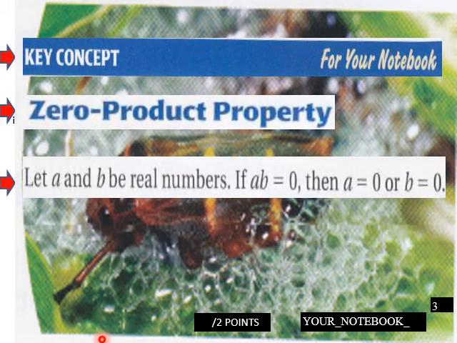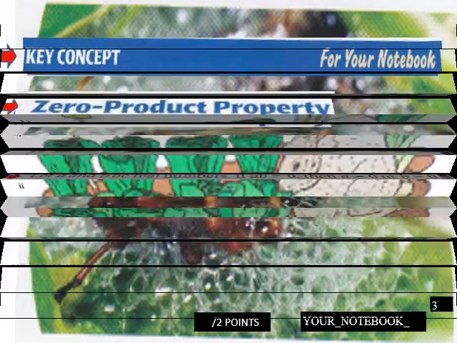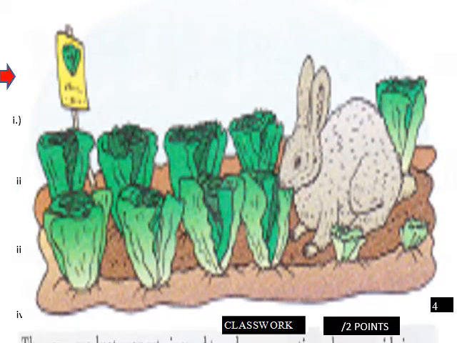Okay, zero product property, here it is. This is in your notebook. Students, put this in your notebook. Let A and B be real numbers. If AB equals 0, then A equals 0 or B equals 0. So you know that much.